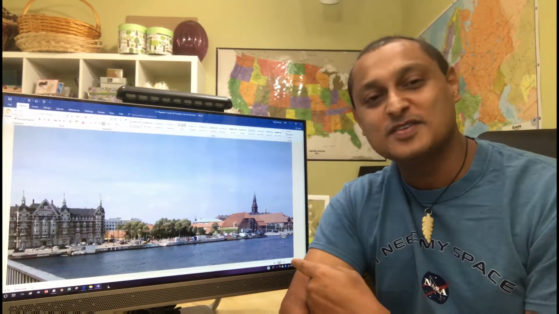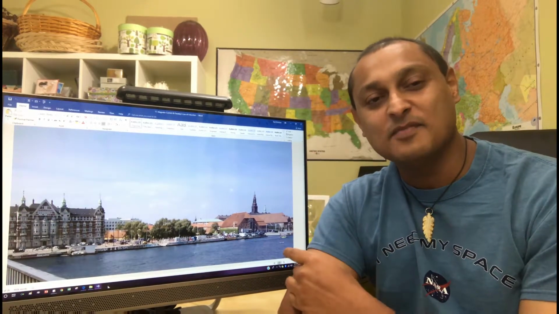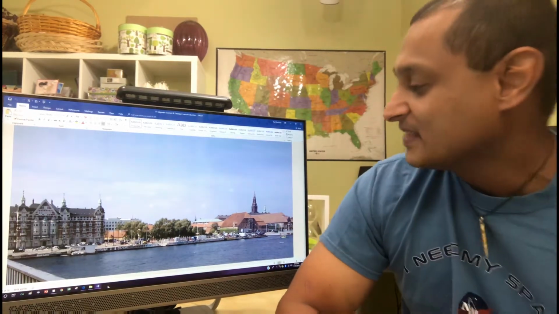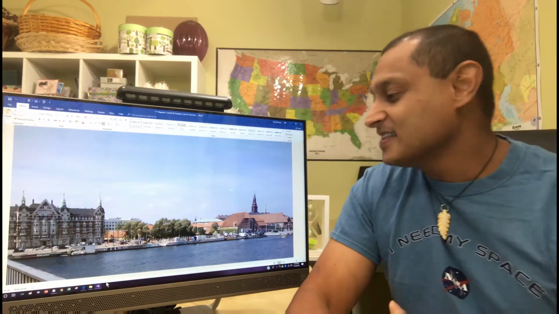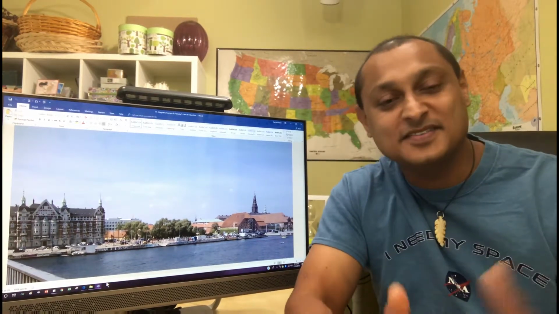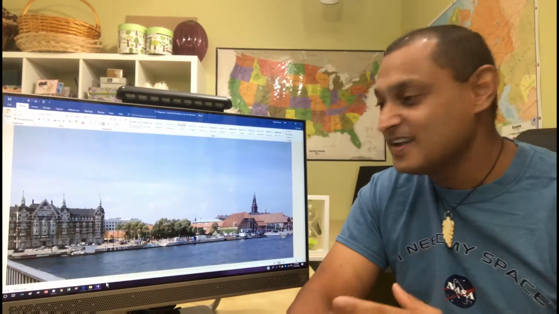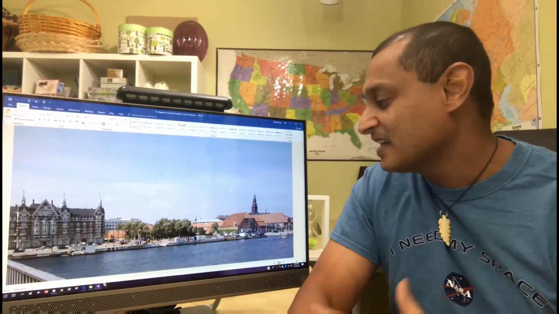Look at this beautiful picture here of the city of Copenhagen in Denmark. This is the site of many things. It's a beautiful city. It's a very walkable city, and I highly encourage you to go check it out. I had a great time there.